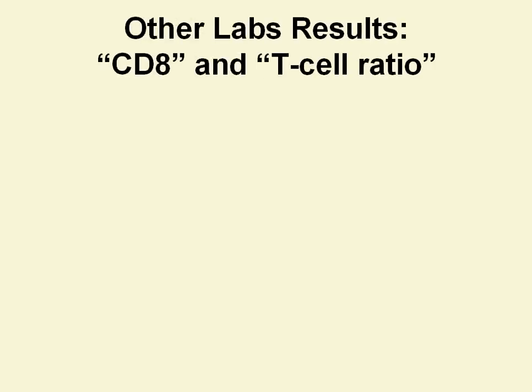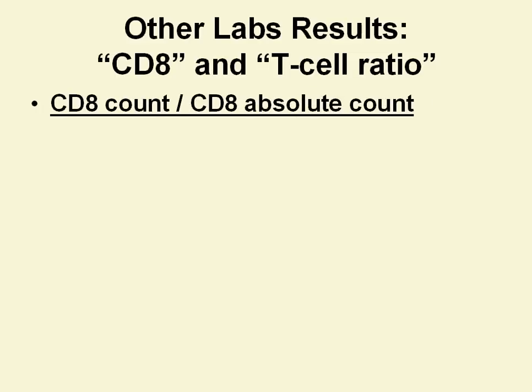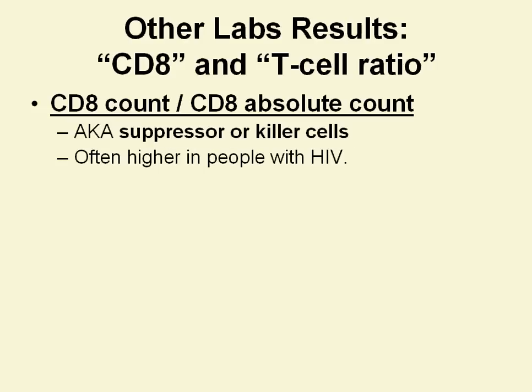There are a couple other lab results related to the immune system that I want to talk about before we wrap this up. CD8 count, also known as the CD8 absolute count. This counts the suppressor or the killer cells that we talked about in an earlier lesson. This is often higher in people with HIV because there's a lot of infectious material around to kill. And a normal range, again in an HIV negative person, is anywhere between 150 to 1,000 of these cells per tablespoon of blood, per cubic milliliter.